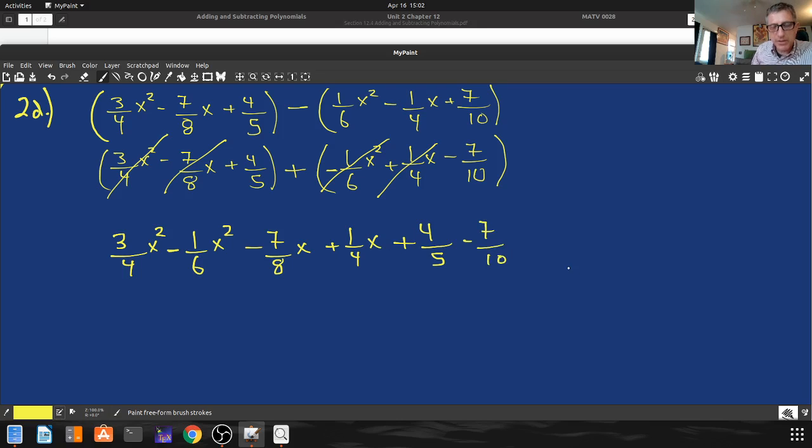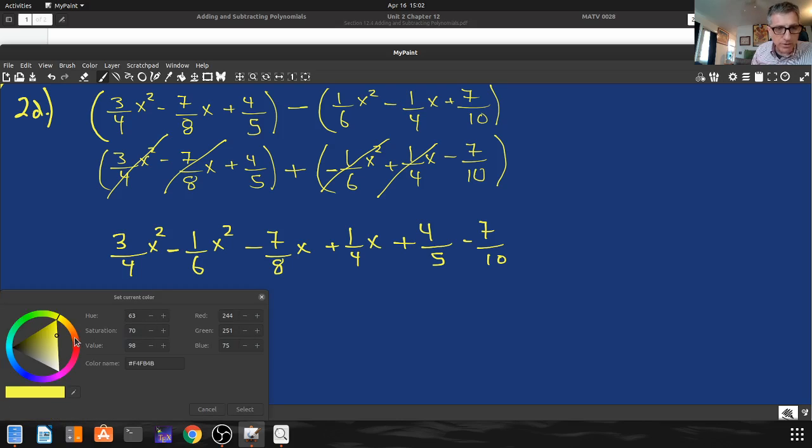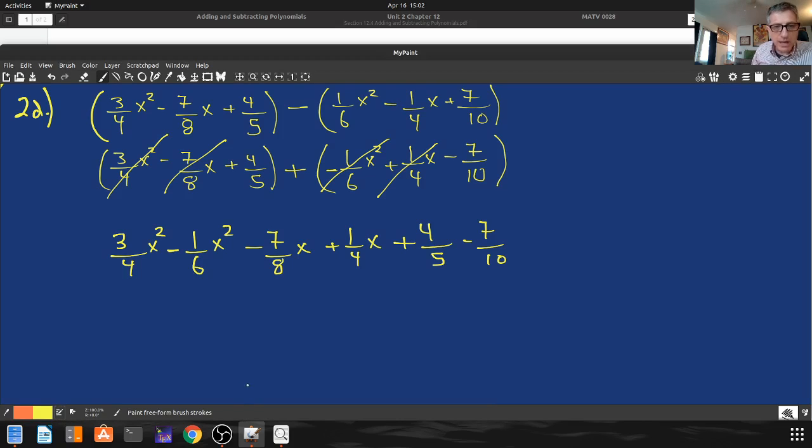So here is the thing. All we need to do is combine like terms. We do not need to find the LCD of 4, 6, 8, 5, and 10. So all of this does not have to be over a common denominator. All we do is find the LCD of our like terms.